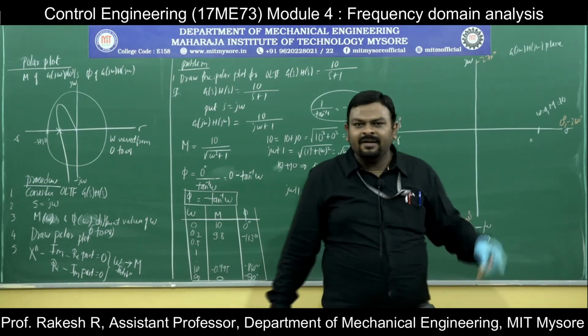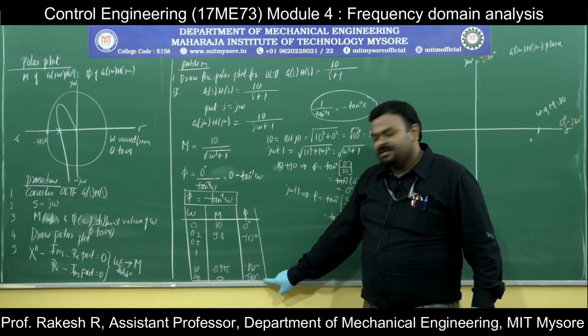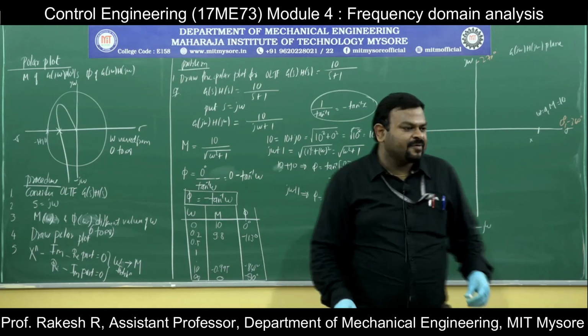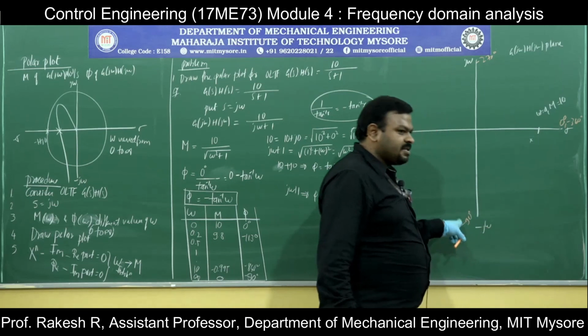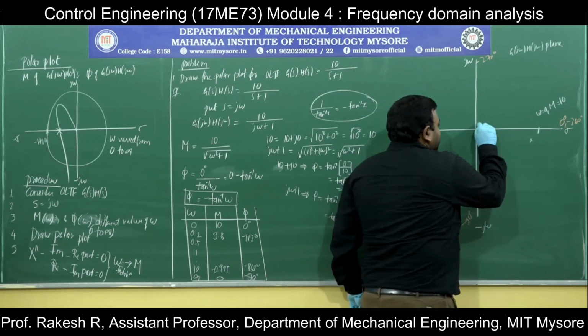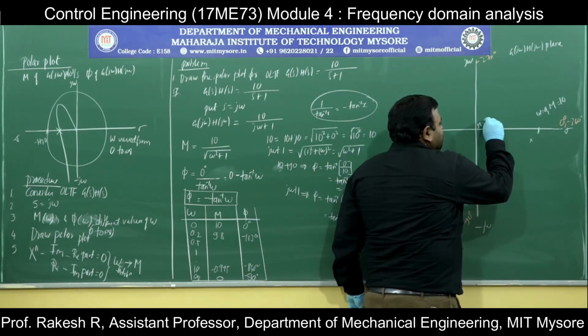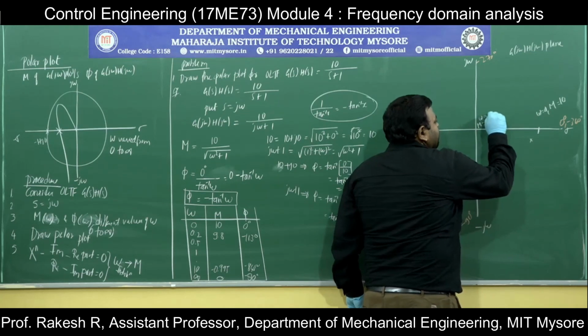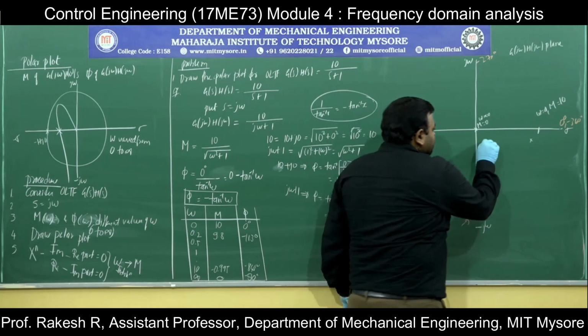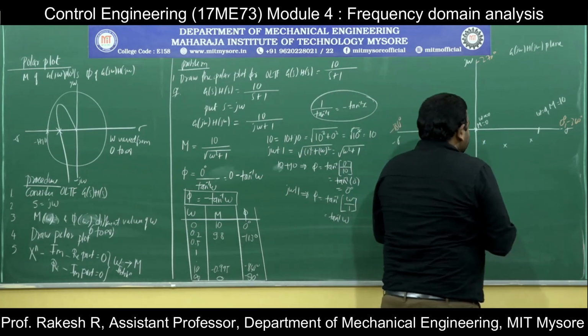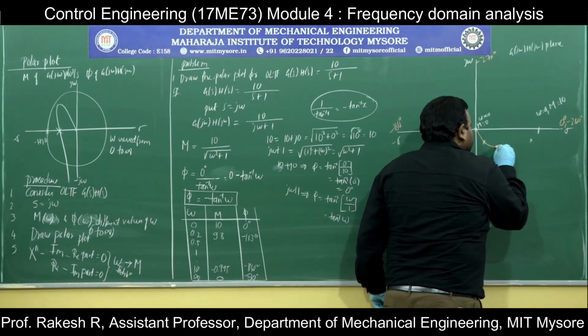And then I will go to the extreme limit. Magnitude is 0 and phase angle will be minus 90. So 0, minus 90, it will be here. Magnitude will be equal to 0 when omega is equal to infinity. So this is a point. So if I plot, it will be like this. So this is a polar plot.